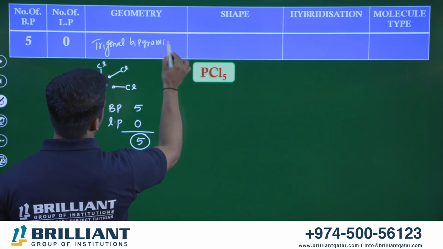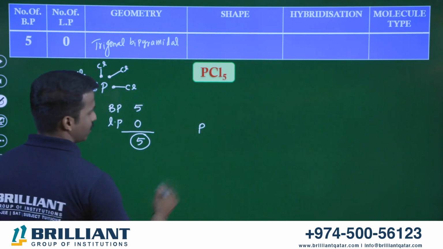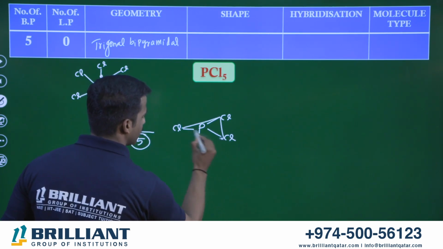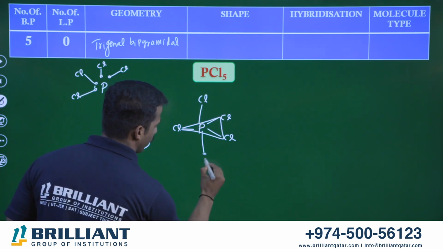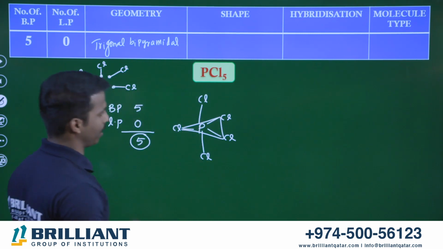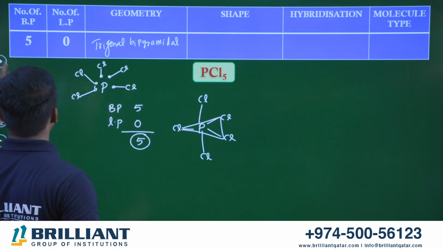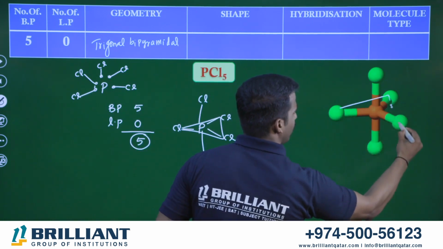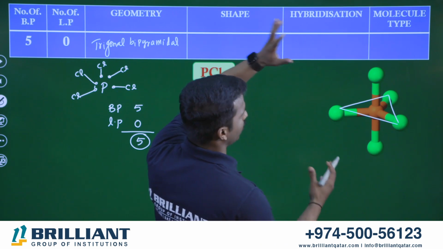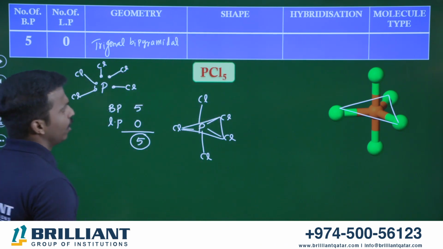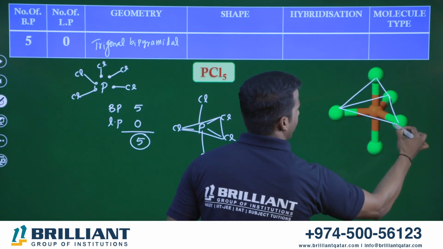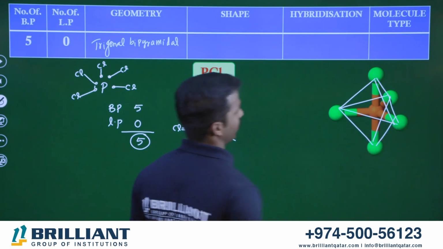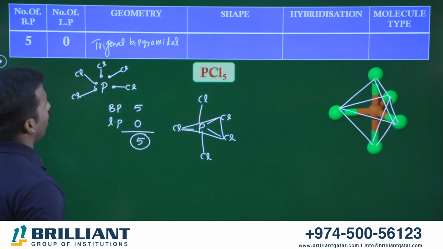bipyramidal geometry. Let me draw phosphorus. Let me make a triangle first. Chlorine, chlorine, chlorine. Okay, triangle is ready. 1 chlorine above the plane, 1 chlorine below the plane. So this is a pyramid, and a pyramid below. Trigonal bipyramidal geometry. Phosphorus is at the center. These 3 chlorines make a triangle, with 1 chlorine above. Is the pyramid clear, no? If you connect all these, you can see a trigonal pyramid above, and similarly another pyramid below. Trigonal bipyramidal.